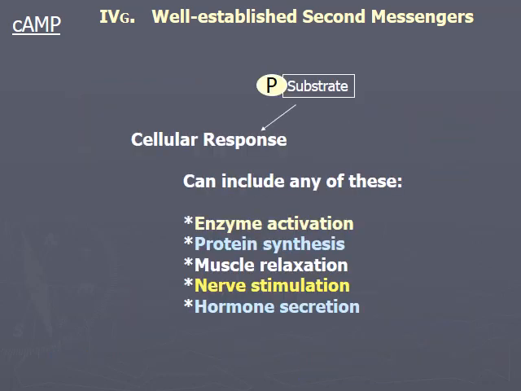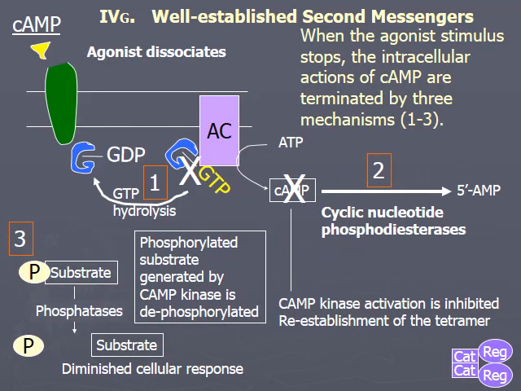What is the cellular response? Well, as we've mentioned, phosphorylation is a dramatic kind of change in cells, and so that cellular response might be activation of an enzyme, might be inhibition of an enzyme, it might be protein synthesis, it might be nerve stimulation, it might be muscle relaxation. It's going to depend on the tissue, and so one example of the consequence of substrate phosphorylation is discussed next. Well, no, I lied. I'll discuss it in the slide after this.